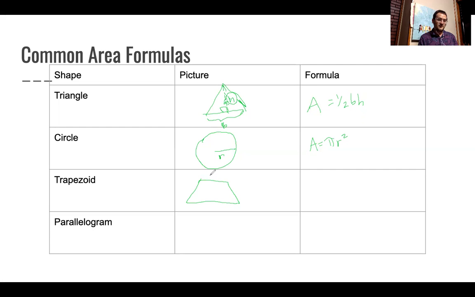So I'm going to call this B1, B2, and this is called the height. So the area formula for this is 1/2 times B1 plus B2 times the height. And we may have seen the 1/2 B1 plus B2 before.